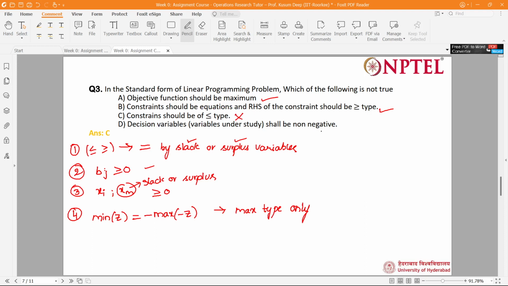And finally, the decision variables shall be non-negative. That means, yes, of course, here we have seen the decision variables and also the slack and surplus variables should be greater than or equal to 0, so this is also correct. So finally, our option A equal to C is the required option.